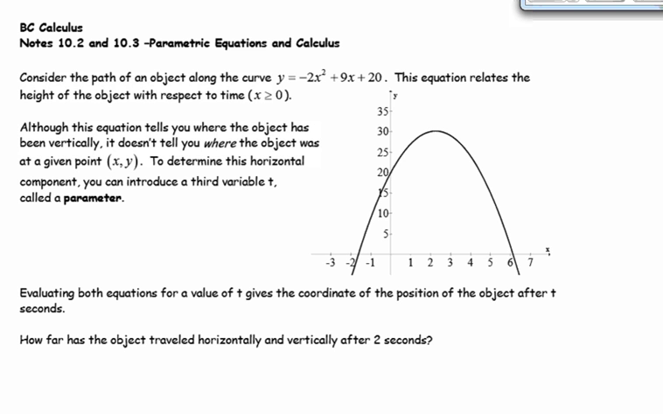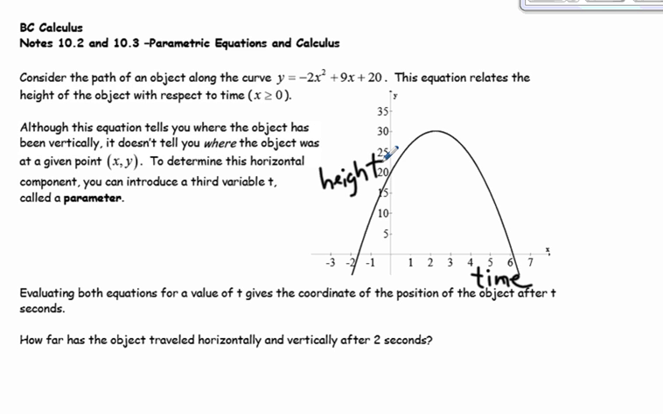Consider the path of an object along the curve, the quadratic curve there. This equation would relate the height of an object with respect to time. So that means the x-axis is time when we're looking at the regular rectangular coordinates, and then the y-axis would represent the height of the object. Now, with this function, at any given time, you can find how high the object is, but you don't know the horizontal distance. You don't know how far horizontally the object has traveled.